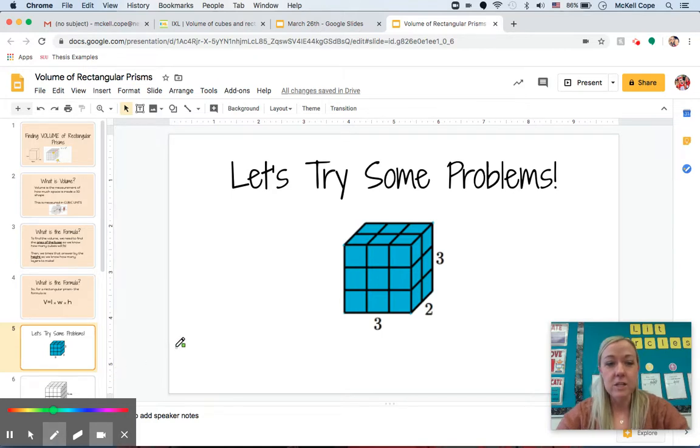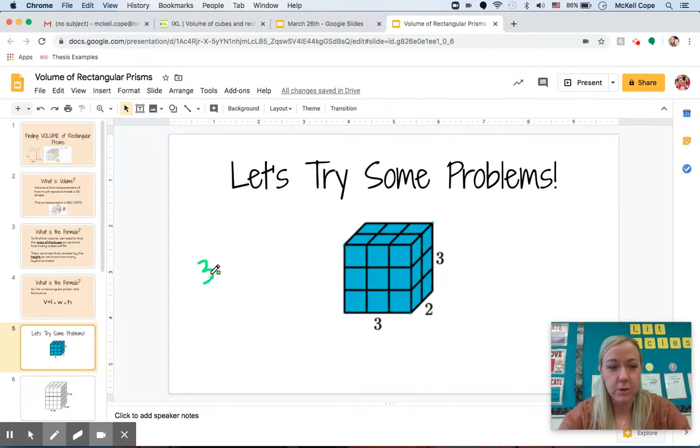Okay, so I'm going to do this first one. And you can see that it's all made up of cubes, just like I mentioned before. So we have a length of 3, and we have a width of 2, just like I showed you. So I'm going to first times those two together.